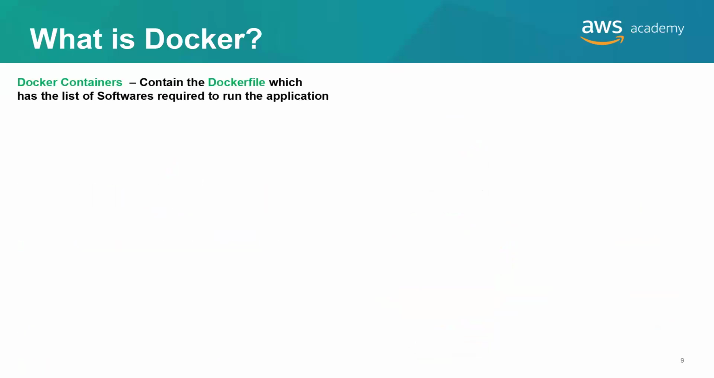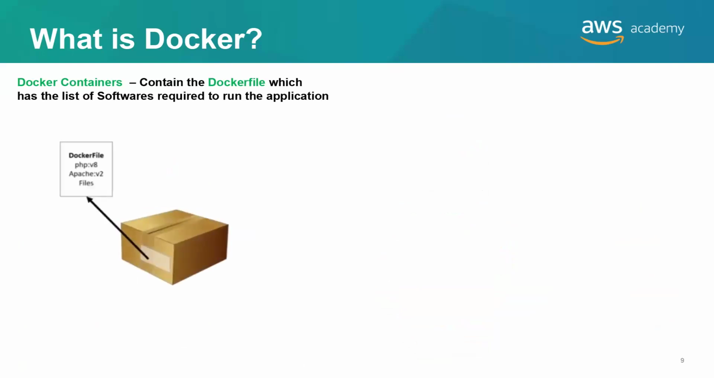Now it will contain the Docker file, which has a list of software required to run the application. That means the Docker file package will have what file I'm going to run, the Apache file version, everything. That is your list, just like how you're buying items in your grocery shop. Finally, you should have a list, right? That means the bill will have all the names of the items that you purchase.